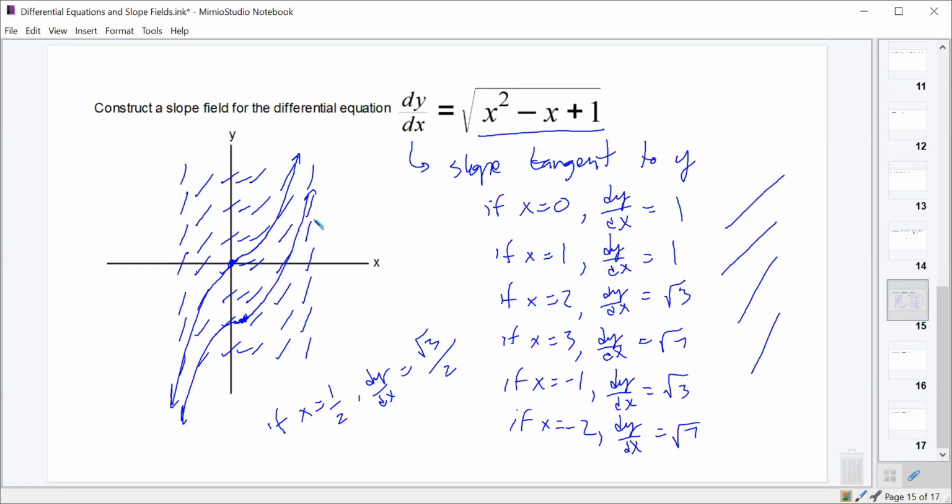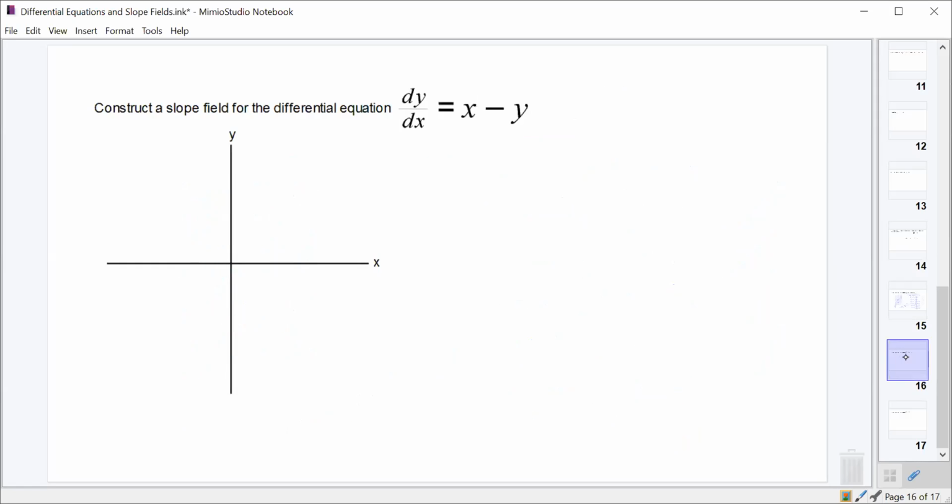Good. Cool. So the first two we did, the cosine x and this root x squared minus x plus 1, were fairly straightforward because I just needed to plug in an x value, and no matter what the y value was, all the lines on that same x value were all the same because there was no y over here. But now we're going to move into some differential equations that include both an x and a y value.